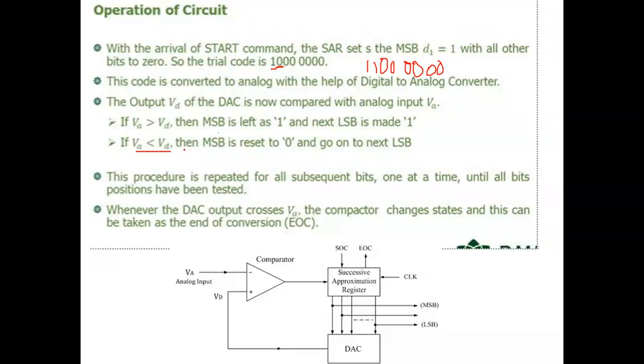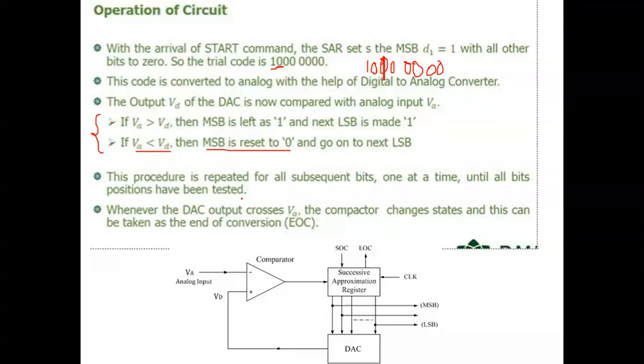If VA is less than VD in one case, then the MSB is reset to 0 and we go to the next bit. For example, if this one is 0 instead of 1, the next one we make 1. Likewise we do the operation if VA is less than VD. These two steps are followed until all subsequent bits are done, I mean, for 8 bits, all 8 bits completed means 8 cycles completed.